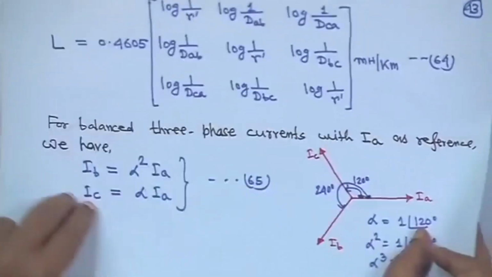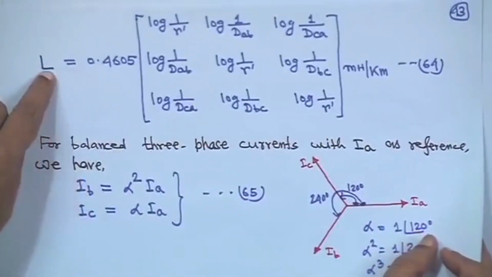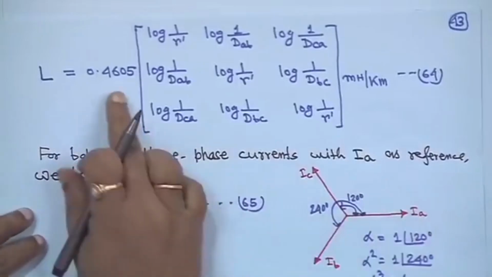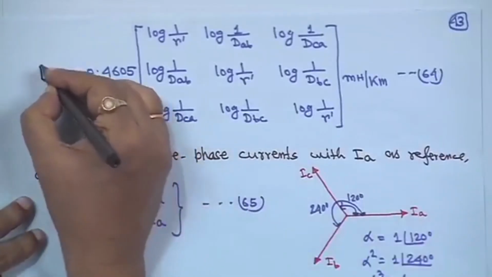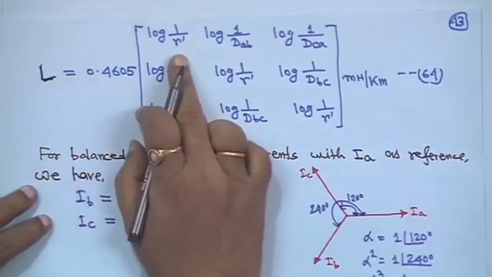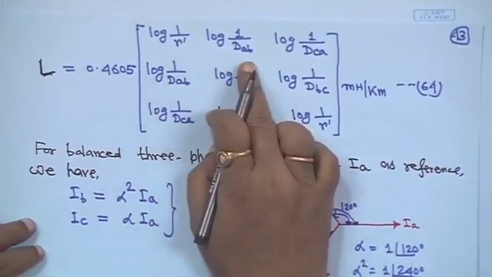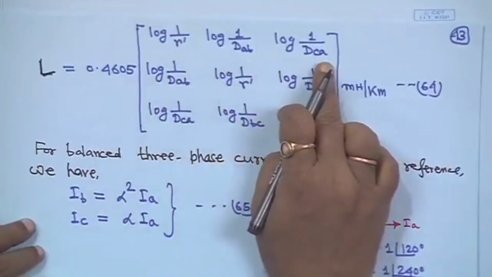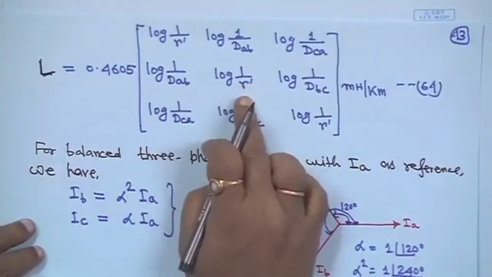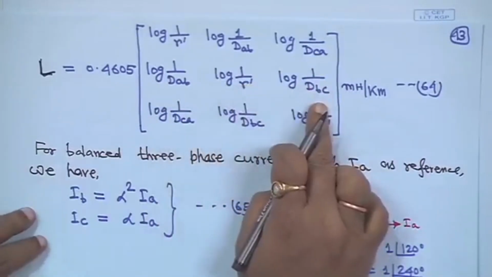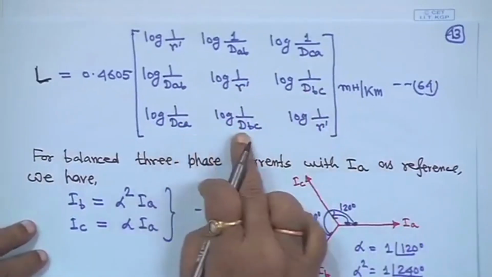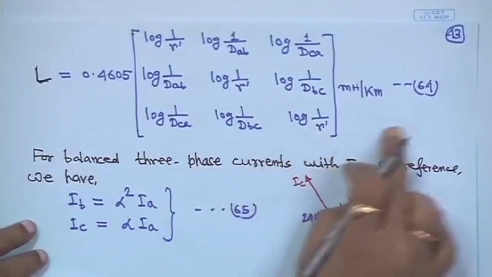Therefore, L, meaning LA, LB, LC, is equal to 0.4605 times the matrix: log 1 upon r dash, log 1 upon DAB, log 1 upon DCA; log 1 upon DAB, log 1 upon r dash, log 1 upon DBC; log 1 upon DCA, log 1 upon DBC, log 1 upon r dash, in millihenry per kilometer.